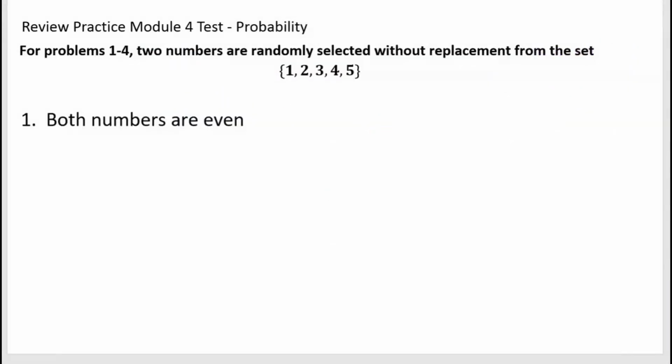All right, so for problems 1 through 4, we're going to select two numbers randomly from this set 1, 2, 3, 4, 5. So we want to find the probability that both numbers are even. You always want to be very clear about what your sample space is. So in this particular problem, our sample space S is 1, 2, 3, 4, 5.